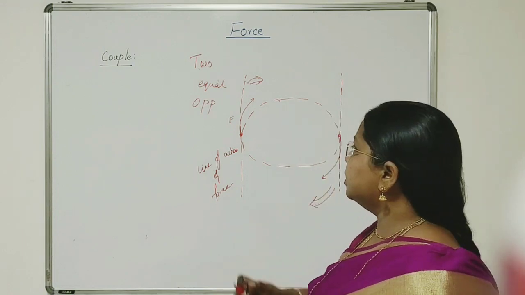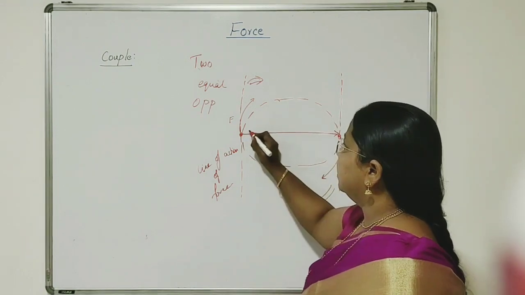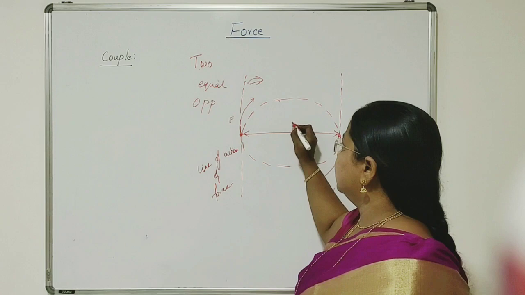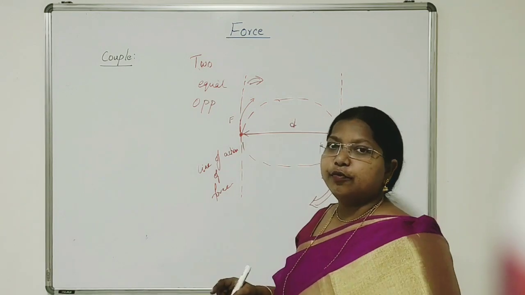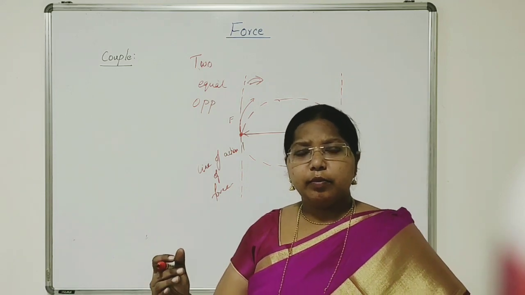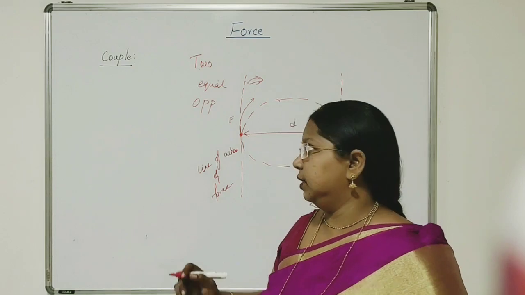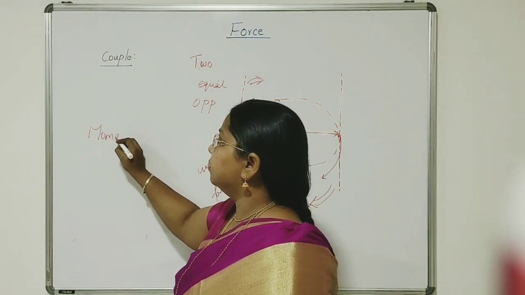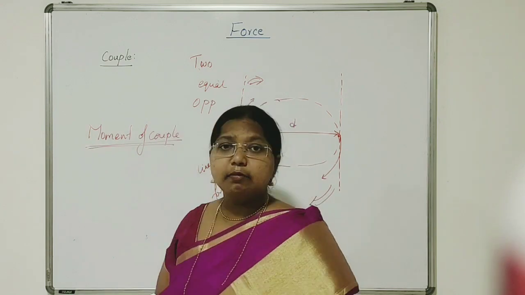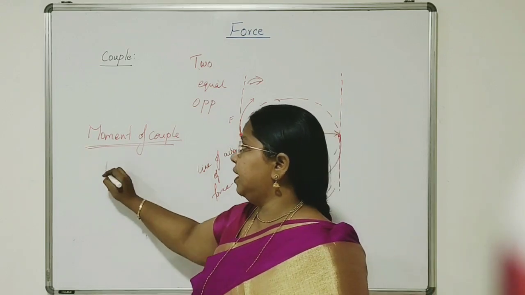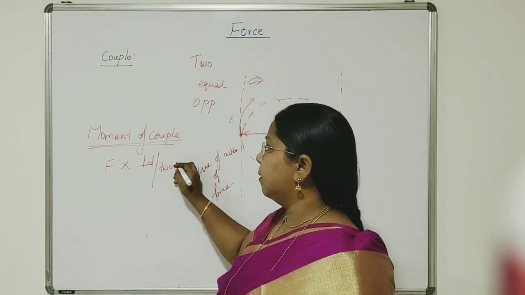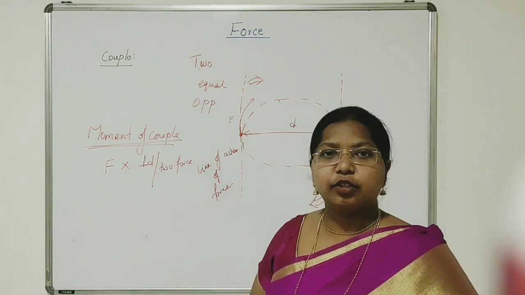Okay? So the distance between these two forces is called the perpendicular distance. So this is the perpendicular distance between the two forces, the two different lines of action of force. Okay? So now after couple, we'll move on to the moment of couple. So what is this moment of couple? Moment of couple is nothing but the product of force and the perpendicular distance between two forces or between two different lines of action of force.